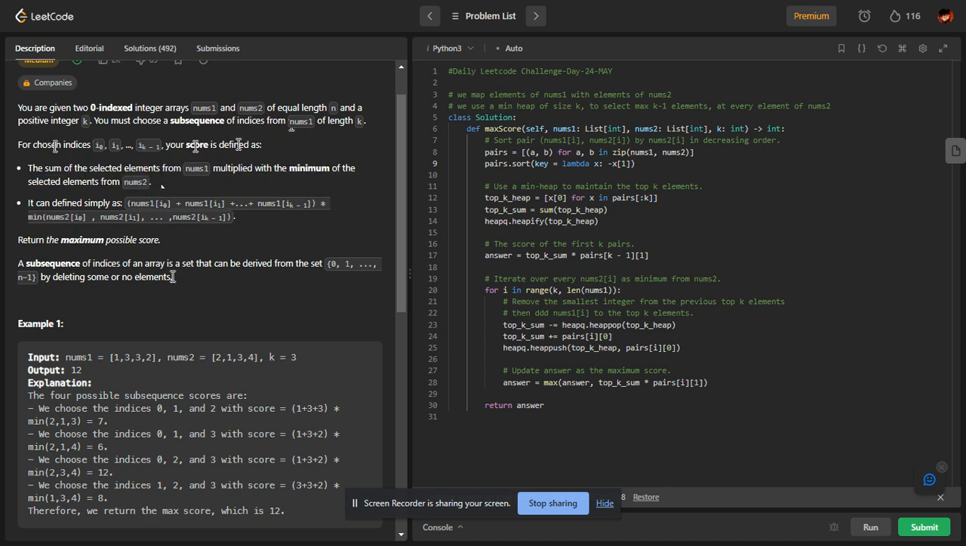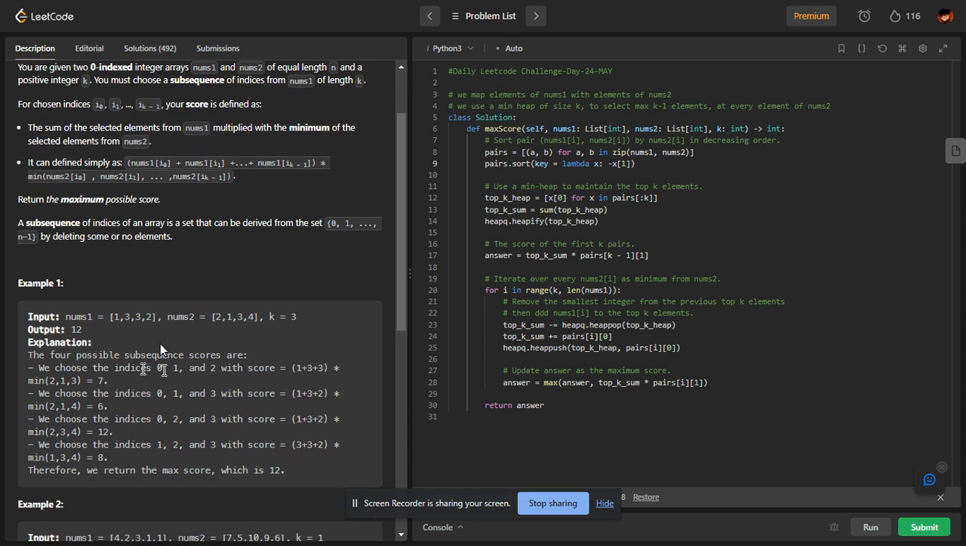Let us see, they have given some examples here. Suppose we are considering indexes 0, 1 and 2. What are the elements at 0, 1 and 2? 1, 3 and 3. Their sum is going to be 1 plus 3 plus 3, which is 7. Now come to the same indexes in nums2. What is the minimum among them? The minimum is going to be 1. So this is 7 and this is 1, and 7 into 1 is 7. So 7 is just one answer.